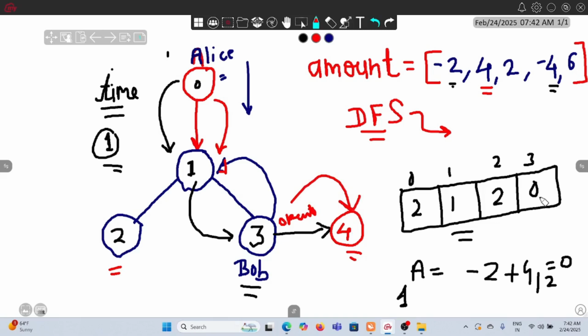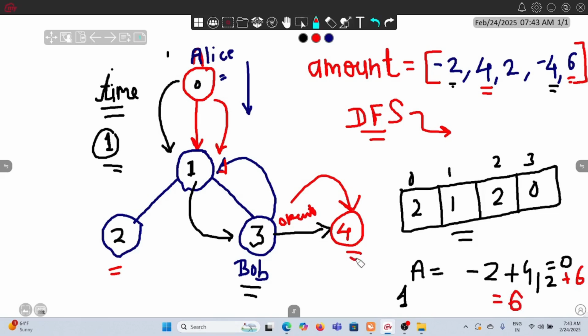And what is the amount at 4? At 4 it is... yeah, here is the amount. So at 4 it is 6, right? So we will add 0 plus 6. So what is Alice's total reward? Alice got a total of 6.